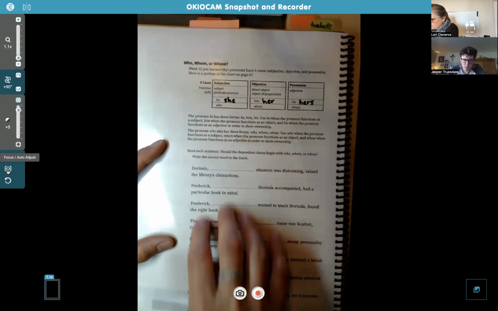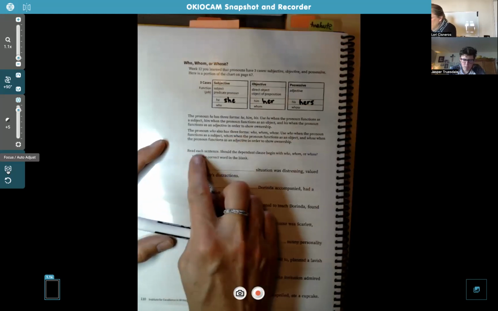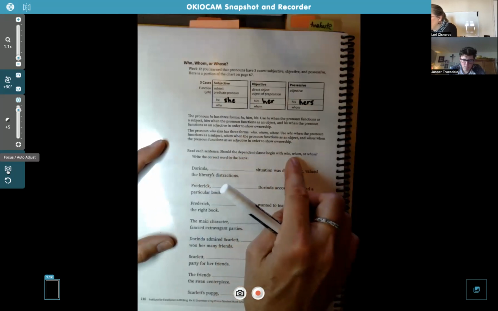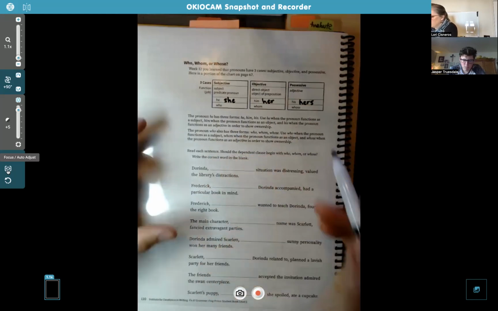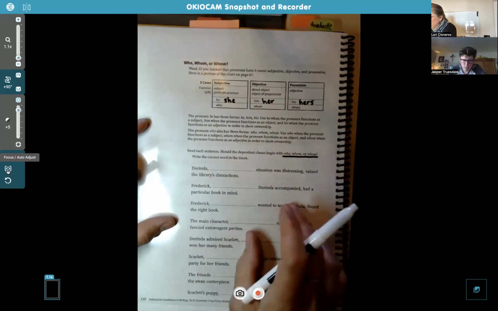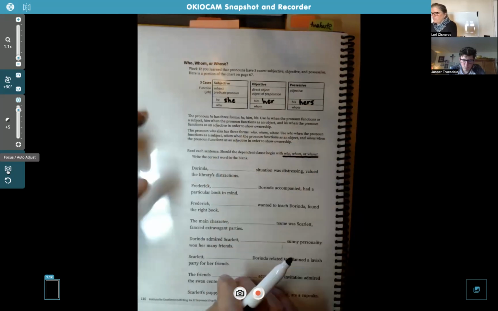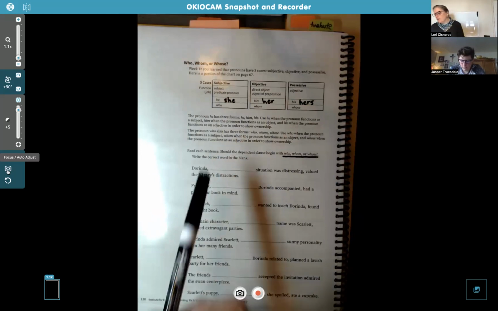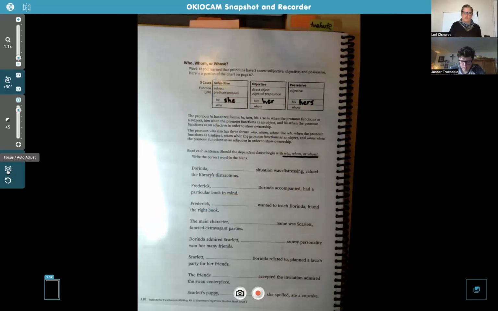All right, so for this practice down here, read each sentence. Should the dependent clause begin with who, whom, or whose? So go ahead and underline those. Those are the three words you're going to choose from, and then write the correct word in the blank. And honestly, the easiest way to do this is to try each one, and you can tell when you hear it which one makes the most sense. And then we can explain a little bit if it's subjective, objective, or possessive. You can figure that out as you go.